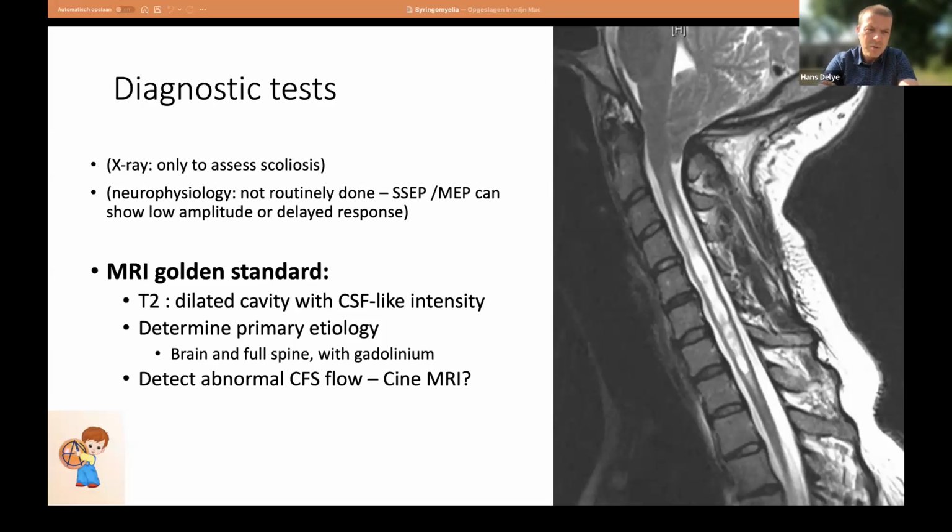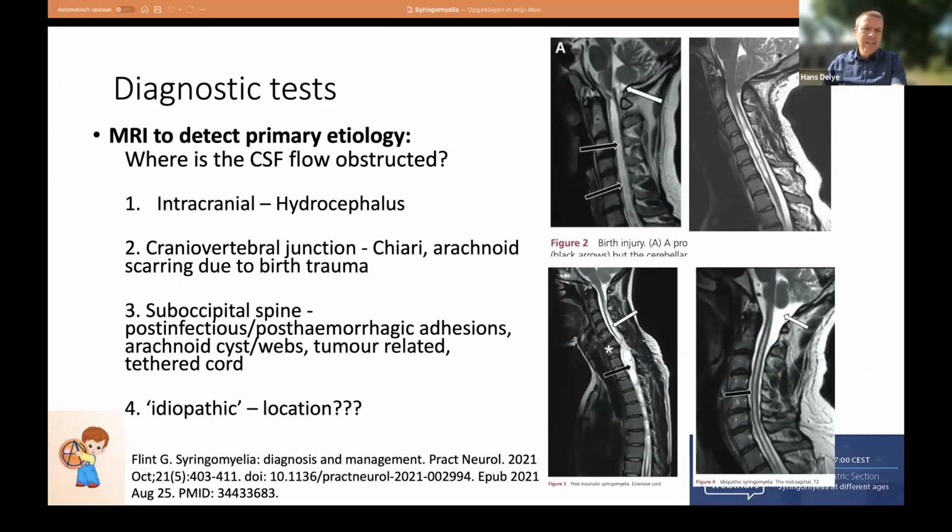And MRI is then also used to determine the primary etiology. It can also be used to detect abnormal CSF flow. So let's look a little bit further down there. To detect the primary etiology of a secondary, so a real syringomyelia, the main question is actually where is the CSF flow obstructed? And then there are different possibilities.